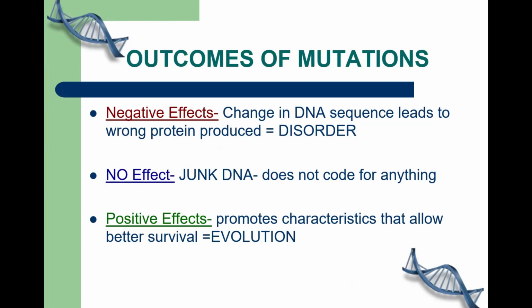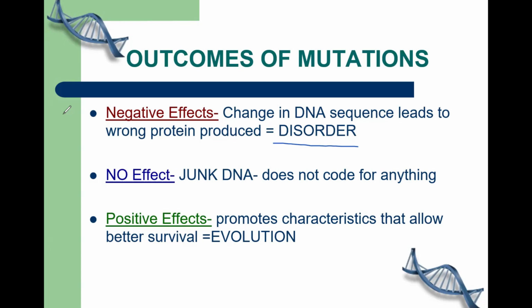So whenever there is a problem with the protein that is finally produced from the mutated DNA, there is a likelihood that a disease or disorder will occur. This disorder is called a genetic disorder. And there is also a mutation that doesn't have an effect.